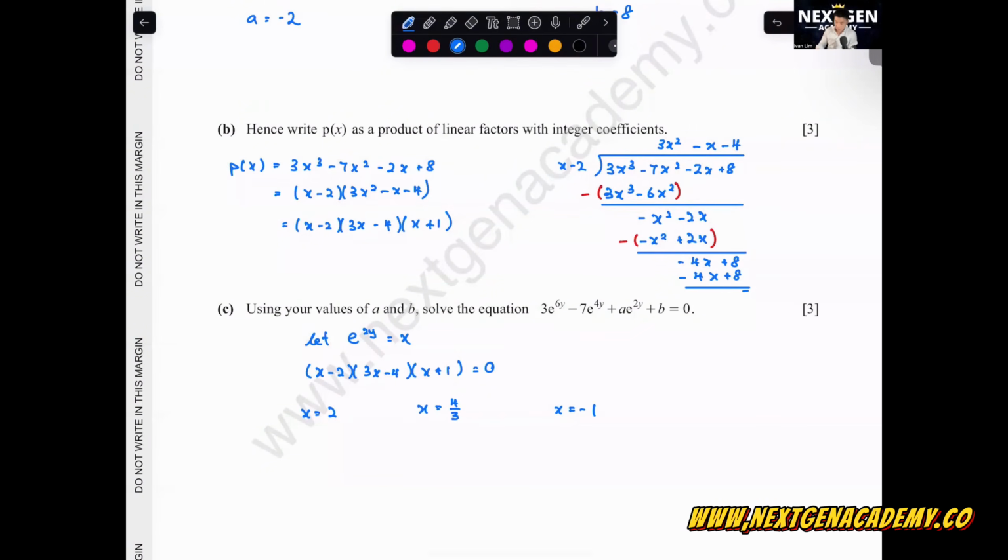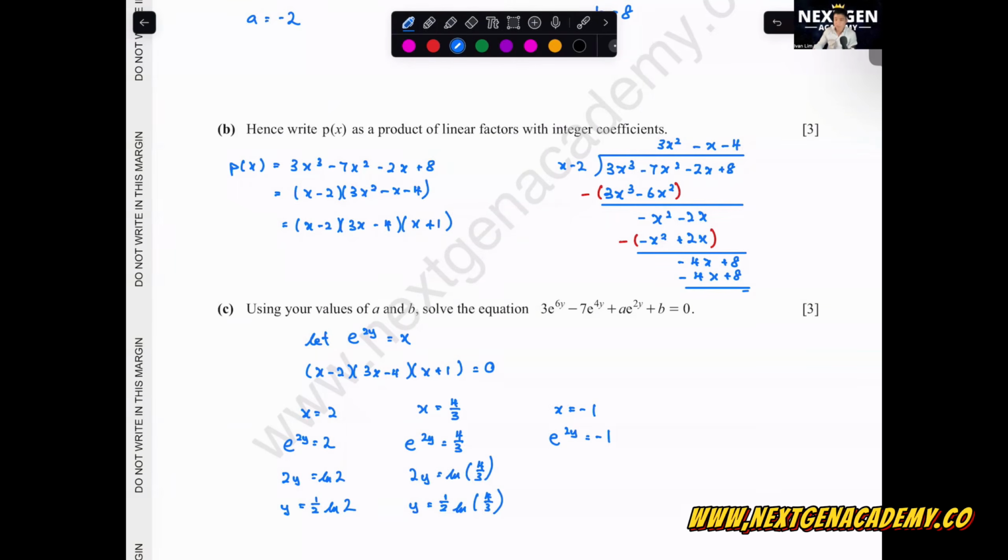We are solving for e to the power of 2y, so we convert it back. E to the power of 2y equals 2, e to the power of 2y equals 4 over 3, e to the power of 2y equals negative 1. Let's solve for each of it. 2y is equal to ln 2, y is equal to half ln 2. 2y is equal to ln 4 over 3, y is equal to half ln 4 over 3.